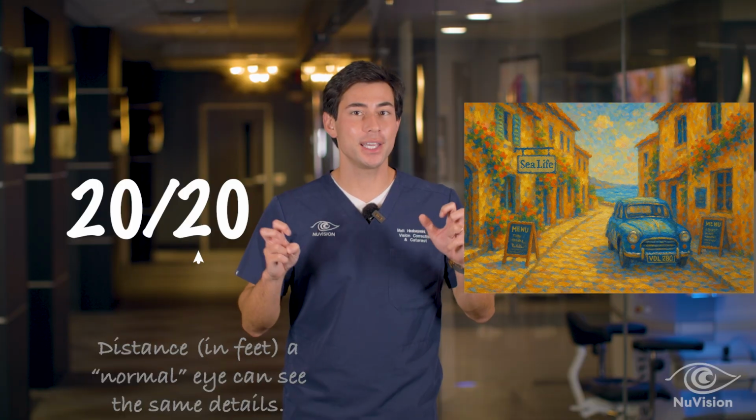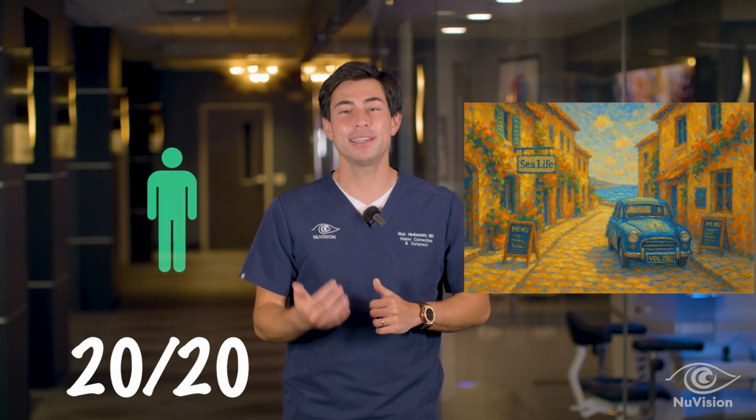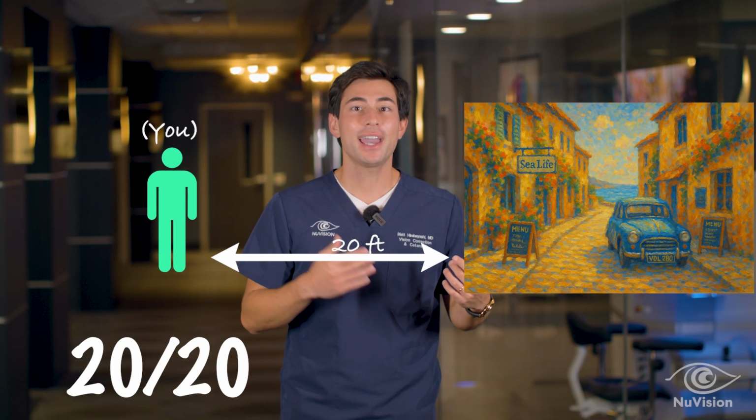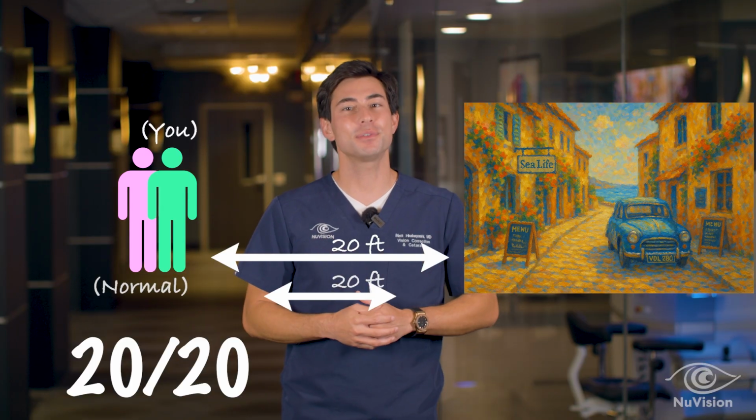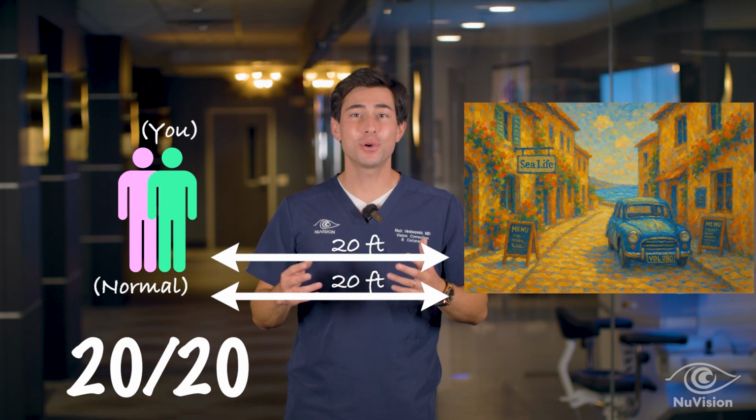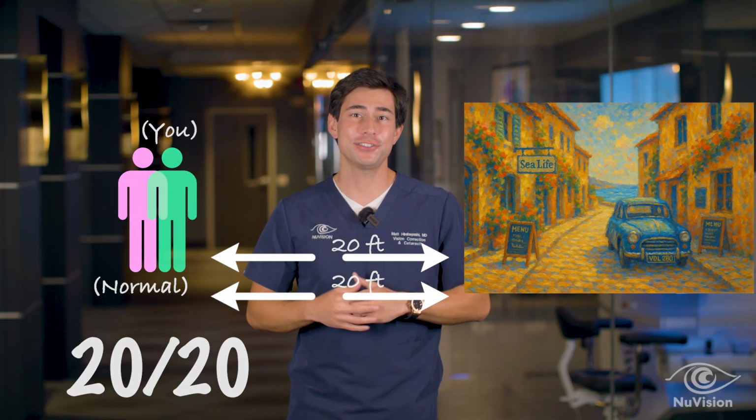So if you're 20/20, it means you can read the signs in the painting from 20 feet away, and a normal eye can see the same thing from 20 feet away. In other words, normal is not necessarily perfect vision.